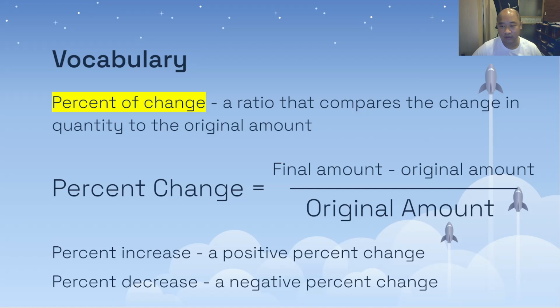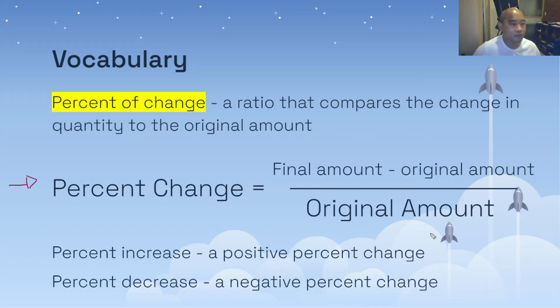And so here's the percent change equation. It's the final amount minus the original amount over the original amount. Basically we use this when we want to find how much something has changed. So let's say that the price of something goes up. How much has it gone up? Well, you take the new amount and you subtract the old amount and you divide it by the old amount, and that's how much it's gone up, or if it's gone down.